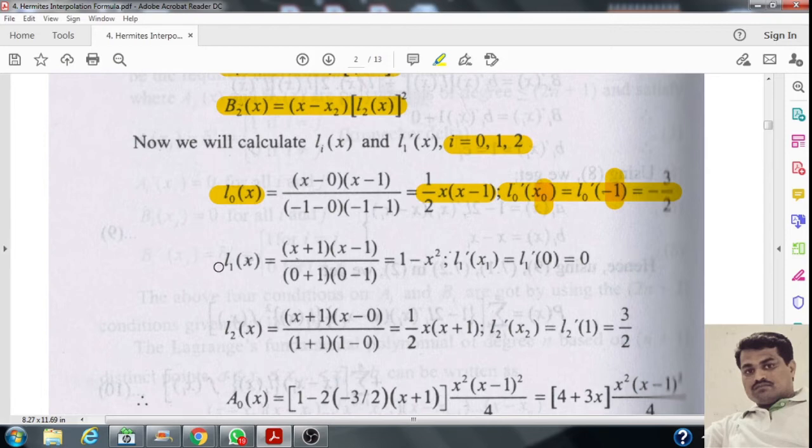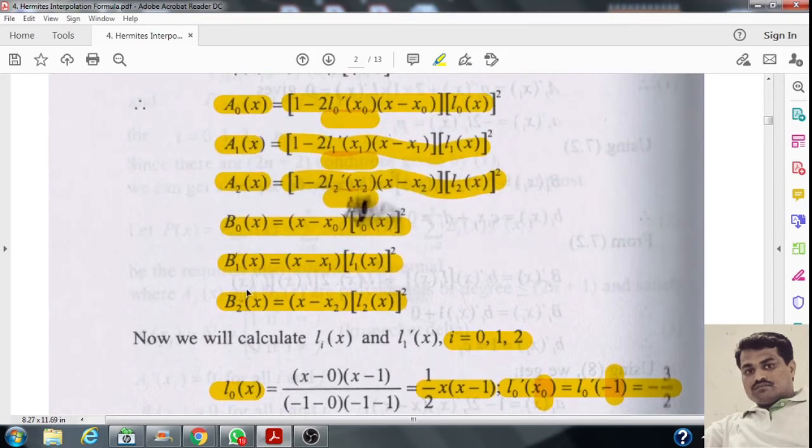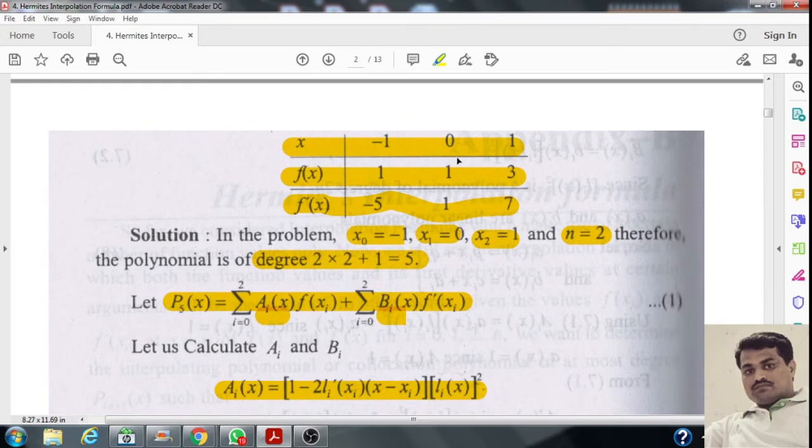Okay. Similarly, to find the next, L1x. L1x means subtract all the values of x from variable x except x1. What is x1? x1 is 0. The remaining values are minus 1 and 1. Hence we write first x plus 1 into x minus 1.